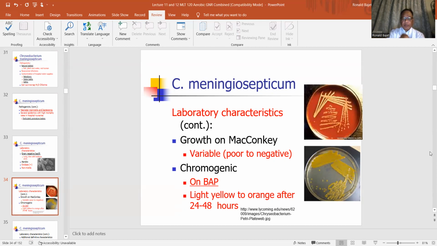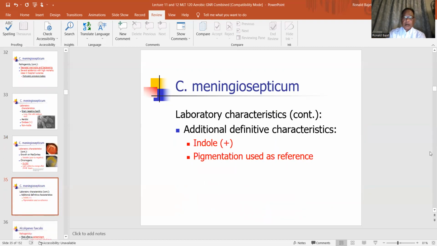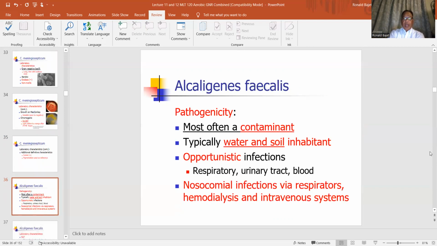Okay, variable growth on MacConkey. Again, these organisms have trouble growing on MacConkey. Chryseobacterium meningosepticum is indole positive, and the pigmentation is so unique that it can be used as a reference.